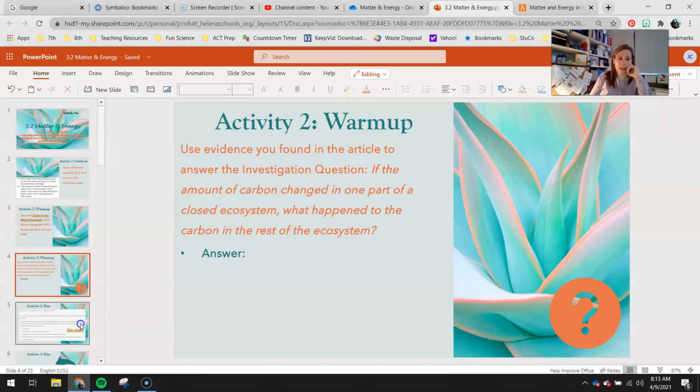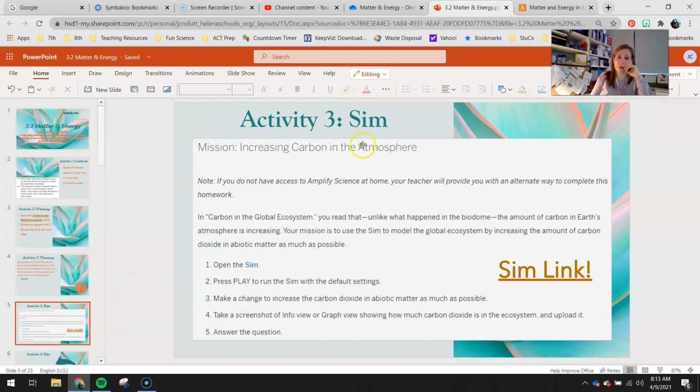And then use some direct evidence out of this article to help you. All right, moving on to activity 3, a little simulation for you. Your goal is to increase carbon in the atmosphere. If you have messed with this a lot, you have changed the amount of carbon in different places or changed the amount of energy storage molecules. What we see is that on Earth today, we are having some environmental issues, with carbon dioxide being a greenhouse gas and there being a little too much of it in the atmosphere.